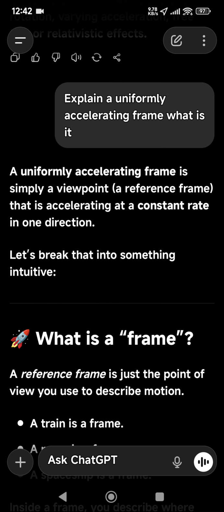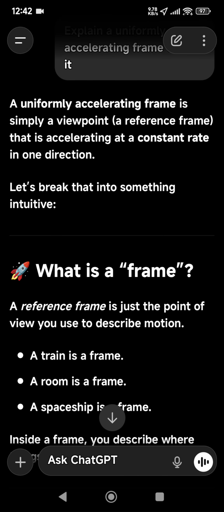I said, explain a uniformly accelerating frame. What is it? A uniformly accelerating frame is simply a viewpoint, a reference frame that is accelerating at a constant rate in one direction.